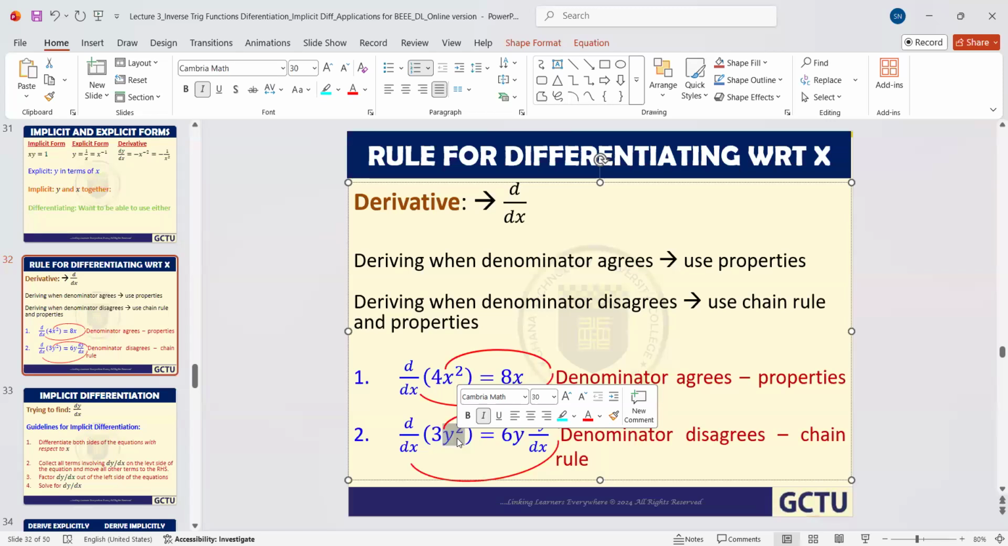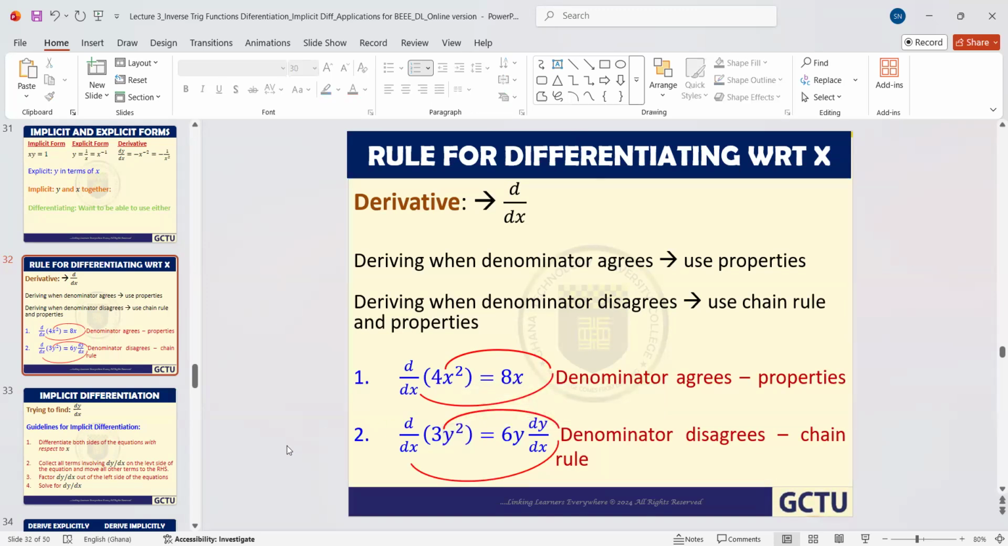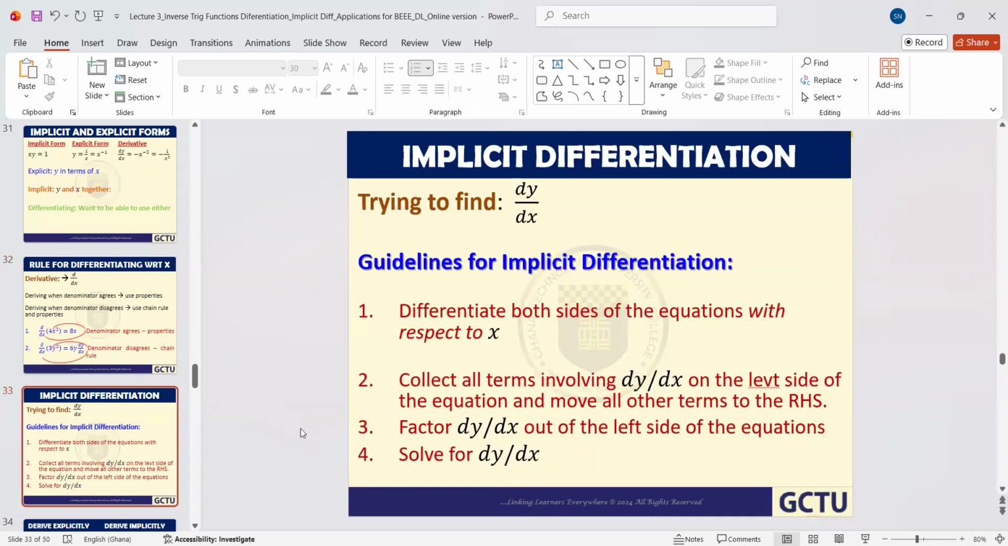When the denominator disagrees with the function, then we use the chain rule. The chain rule is differentiate the function with respect to the power, and then come and differentiate the function with respect to the denominator, dy dx. Any question on this? Okay, so these are the guidelines we want to follow.